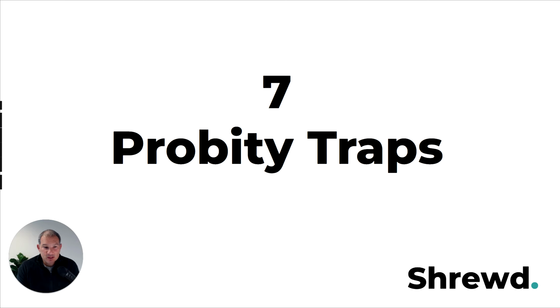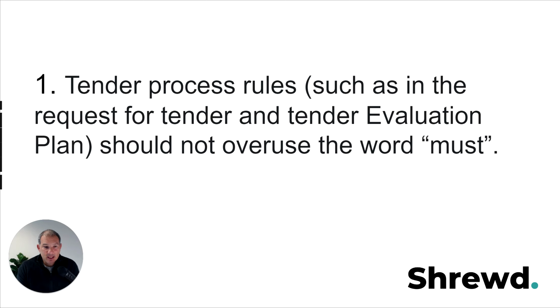Righto. So those 7 probity traps, what are they? As I say, these are in no particular order. Number 1 is in your process documents, you want to make sure that you don't overuse the word must, because if you place a must, then guess what? You must do something. So the word must implies that there's an obligation to do something. And whilst there are definitely circumstances when you should use the word must, you want to consider its use otherwise, because there are some things you may not want to be forced to do.